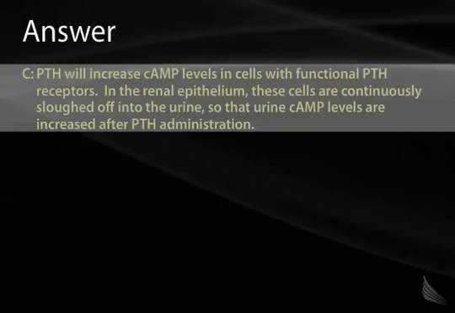The other answers here are incorrect for the following reasons. Urine IP3 levels would not be correct because IP3 is not acted upon by the G sub S system. Serum albumin would not have any relationship to G sub S activation, nor would serum phosphodiesterase activity.